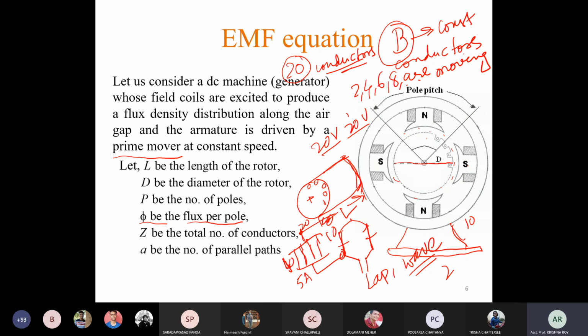If it is a wave winding, then the number of parallel paths is always 2, and if it is a lap winding, it depends on the number of poles. If it is a 4 pole machine, then there will be 4 parallel paths. If it is a 6 pole machine, then there will be 6 parallel paths. So A is the number of parallel paths, which is equal to P for lap winding, or equal to 2 for wave winding.